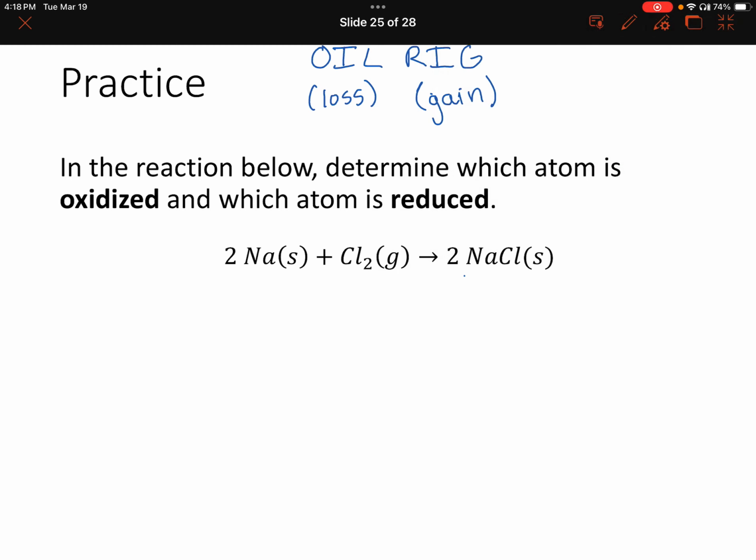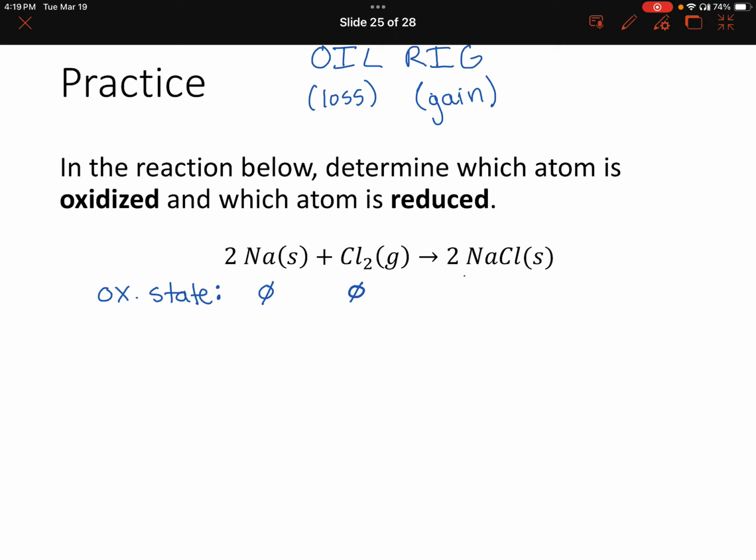So the oxidation state for sodium, initially it is neutral, right? It's just pure sodium, it doesn't have a charge, so its oxidation state is 0. And then similarly, chlorine, Cl2, that's a neutral molecule, so that will also have an oxidation state of 0. Now, in the product, we have an ionic compound. So there was an exchange of electrons.